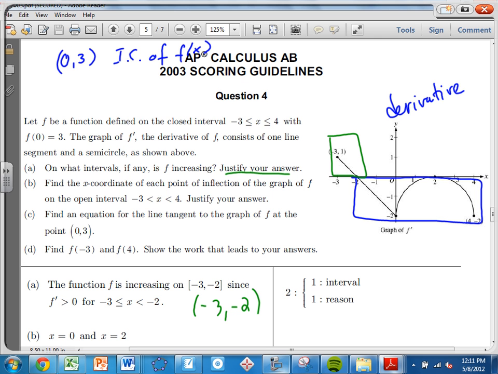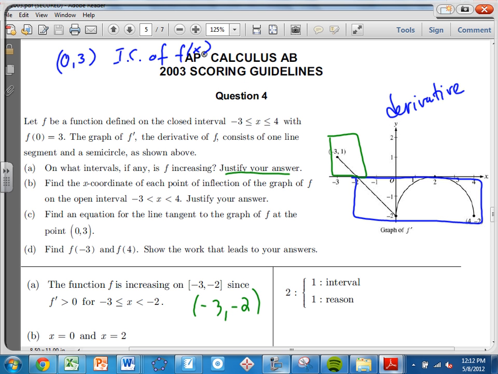Again, I encourage you to use parentheses, because at this point right there, the function is neither increasing nor decreasing. It's a stationary point, because the derivative equals 0. So I would never use the bracket to include the endpoints there. Okay? So anyway, from -3 to -2.